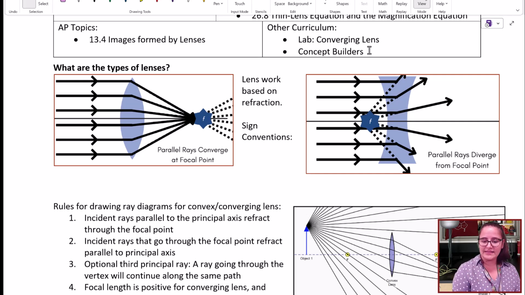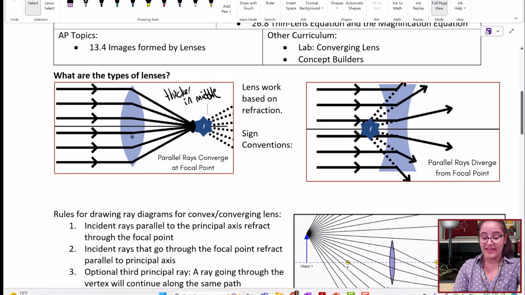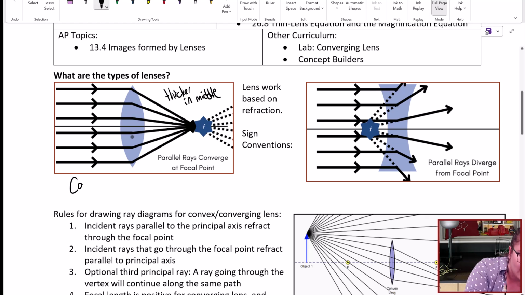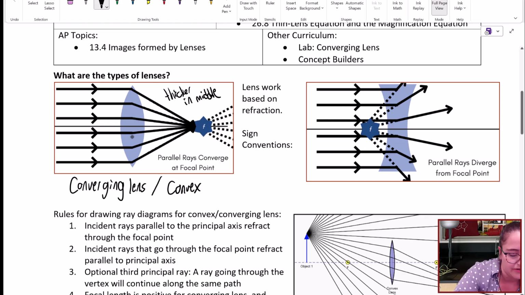So, lenses work on refraction, okay? Mirrors work based on reflection. Lenses are very similar, but they work on refraction. And we have two general types of lenses, okay? When the lens is thicker in the middle, and it makes light rays converge, we call it a converging lens. Okay, and you can see from the shape, both sides of it are convex. So sometimes you'll see it called convex.